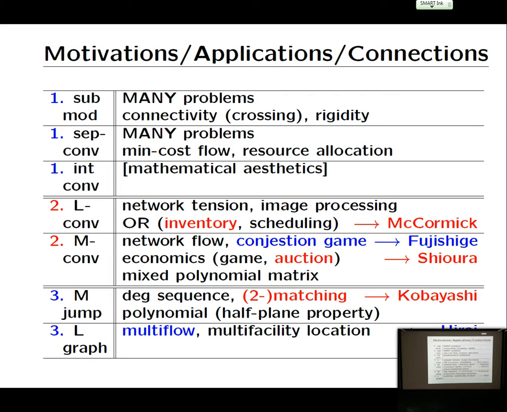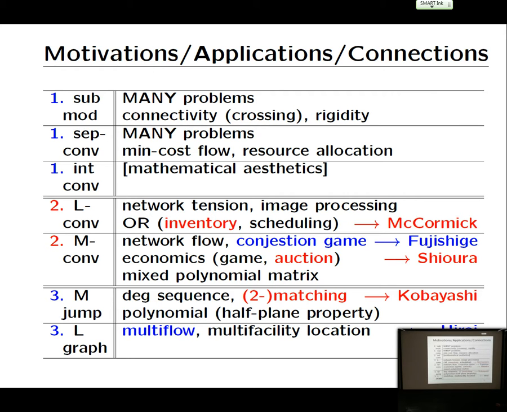Or in economics, the concept of substitution is equivalent to M-convexity somehow. So there is a lot of work, and Akio Shiora will talk about it today in the afternoon. And actually, mixed polynomial matrix is just some linear algebraic problem. This was a real motivation for me. So I wanted to solve this problem, and that's why I invented this intersection problem. But this is a very minor problem, and I will never explain about this.